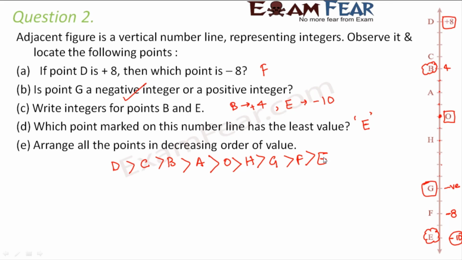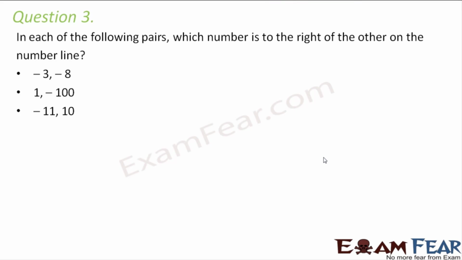So E has the least value and D has the greatest value. Question number 3. In each of the following pairs, which number is to the right of the other on a number line?